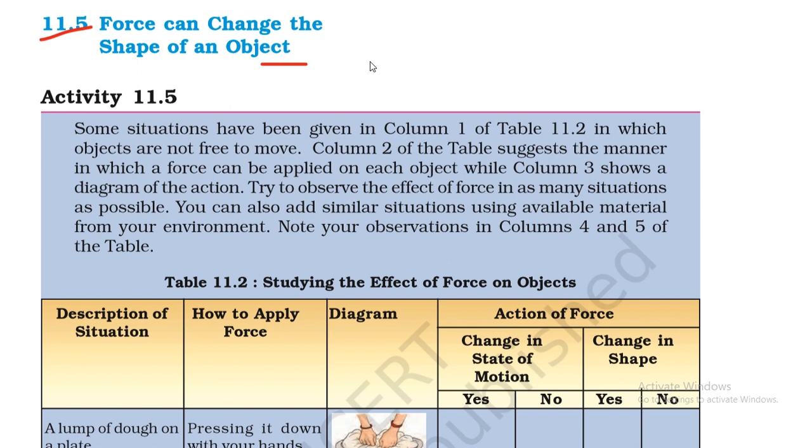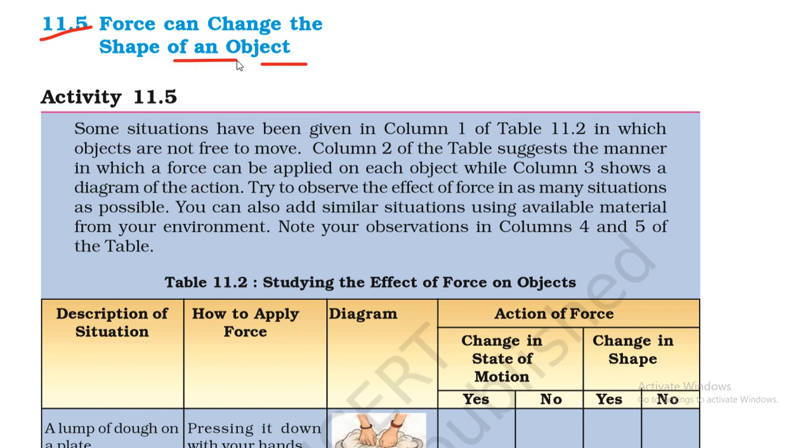Suppose you know the ball is spherical, then you have seen many other things which have different shapes. You can imagine something with the shape of a cube, then a cuboid, then a triangle, a rectangle. There are different shapes, like the cylinder. You know about the cylinder. So these are known as shapes. So the point is, force can change the shape of an object.